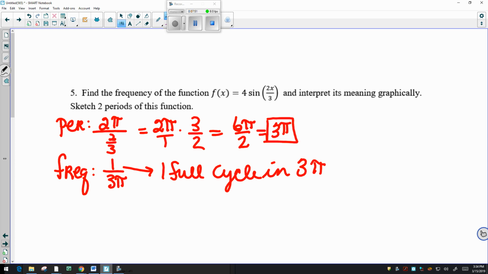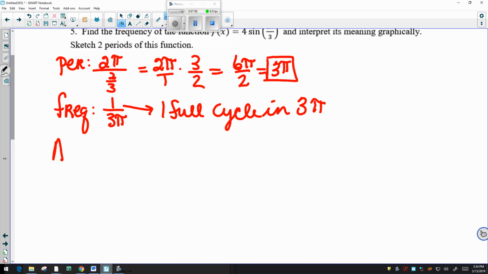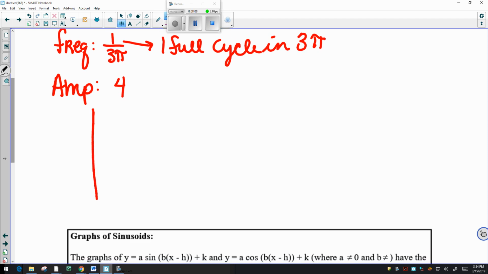Okay. If we're going to sketch this by hand, then the next thing that we probably also need to know is the amplitude. And the amplitude of our function is that a value. The a value of this graph is 4. So again, that's going to tell us the height. Okay, so if we try and put this all together, I like to graph the positive side. You could graph part positive, part negative. It's up to you, as long as we get 2 full periods.